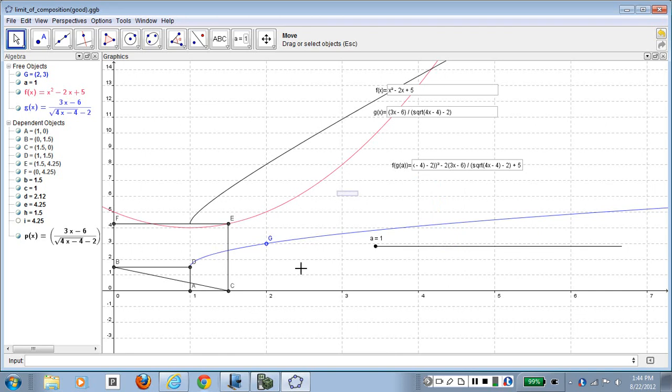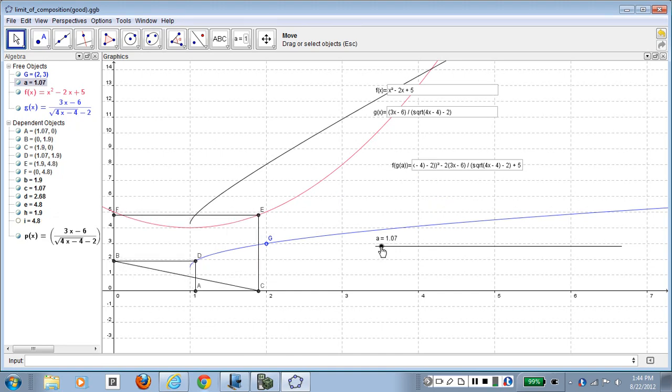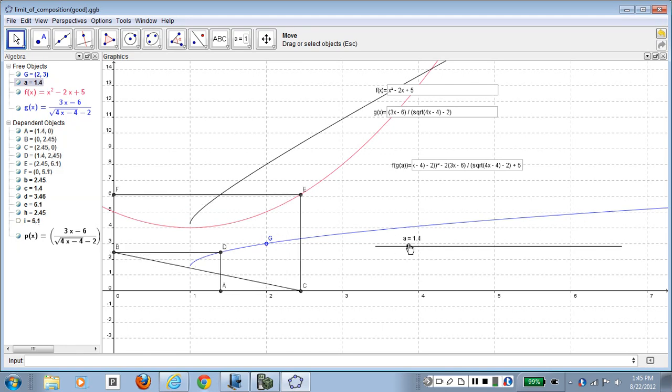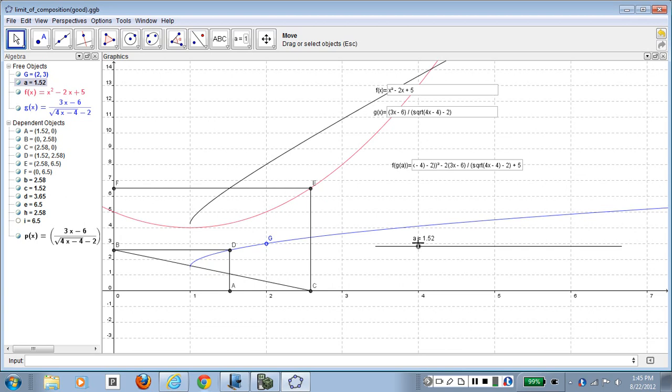Let's approach 2. We've got A. A is getting really close to 2. There's the A value, and A is about 1.5. If we take 1.5 and evaluate the blue function, we get about 2.5. Send it back to the x-axis, evaluate the red function, and we get about 6.3.